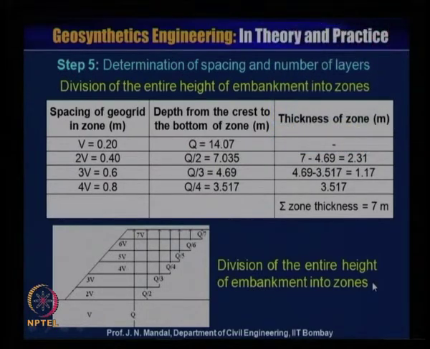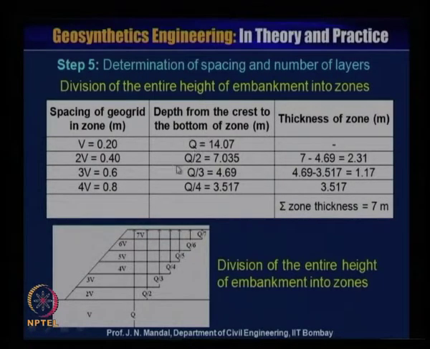Now, step 5, determination of spacing and the number of layers. So, division of the entire height of the embankment into zones. So, this is the spacing of geogrid in each zone in meter. Let us say V spacing we have considered 0.20, so 2V will be 0.40 meter, 3V will be 0.6 meter, and 4V is equal to 0.8 meter. And next, what will be the depth from the crest to the bottom of the zone.